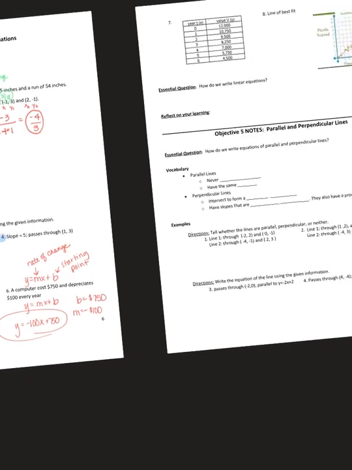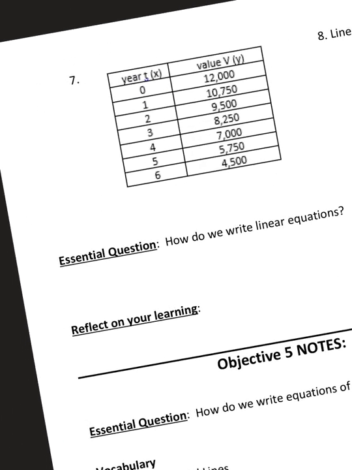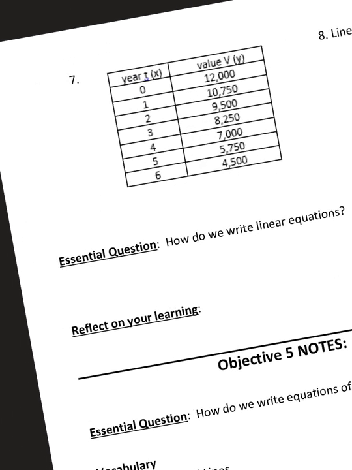Number 7, the example for number 7 is in table form. So let's go back to, remember, we want y is equal to mx plus b, and we want to replace m and we want to replace b. We'll start with the easy one, which is b. b is the starting point. It's also the y-intercept, where x is equal to 0, and then the y-coordinate is b. So if we look at our table, x is equal to 0 right here, which means that when we put in 0, we get out 12,000.